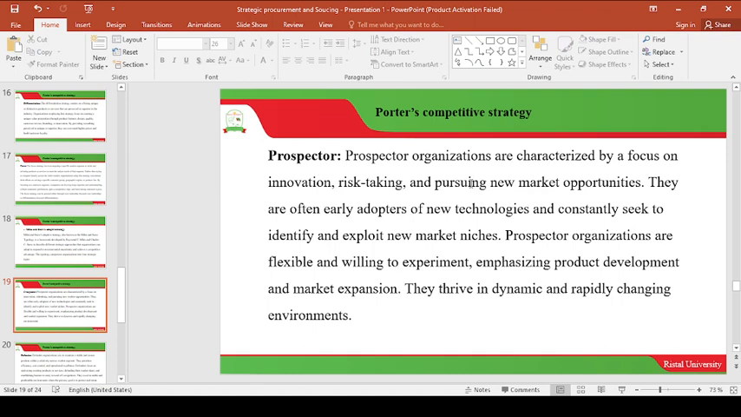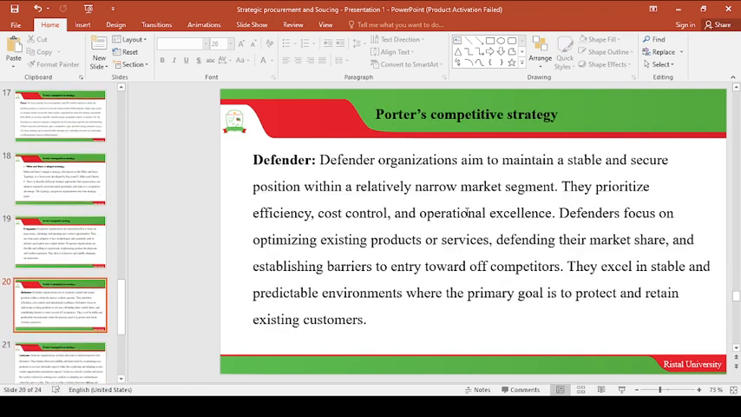They are often early adopters of new technologies and constantly seek to identify and exploit new market niches. So prospector organizations are flexible and willing to experiment, emphasizing product development and market expansion. They thrive in dynamic and rapidly changing environments. So he assumes that prospector organizations need to come up with new innovations. They need to create new market opportunities. In other words, the organization needs to make new products that can fit the customers' preferences and the new technology that is coming. So as a defender, I also talked about the product as a defender.